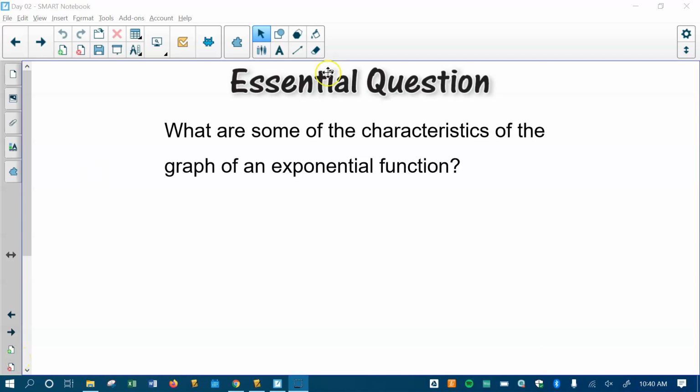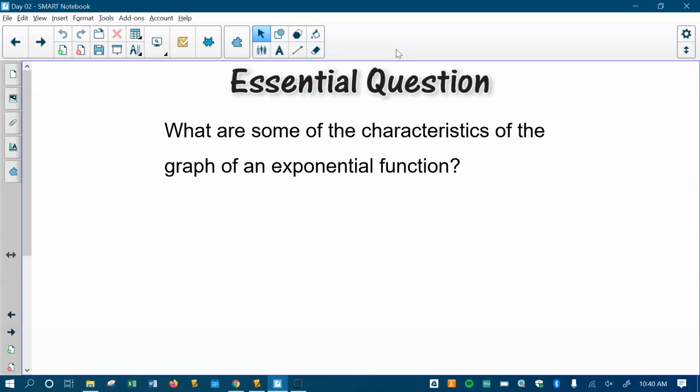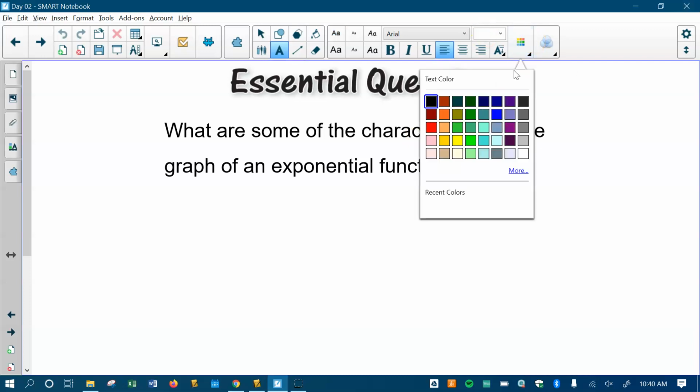Alright guys, this video is going to be for lesson 6.1 part 1. It covers exponential growth and decay and the graphs of those kinds of functions. So we have a question here about what are some of the characteristics of the graph of an exponential function. I'll type these out for you so that you have them. And if you want to pause at any time, please do.